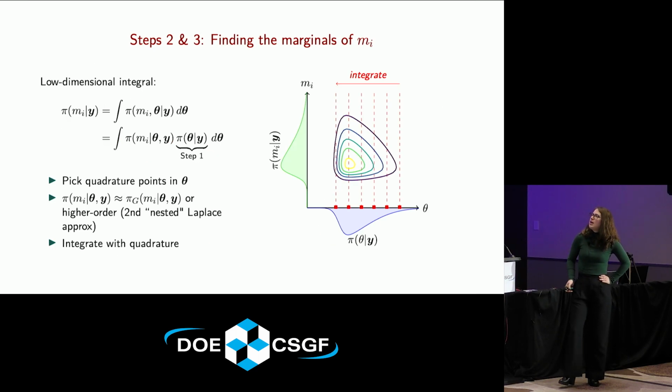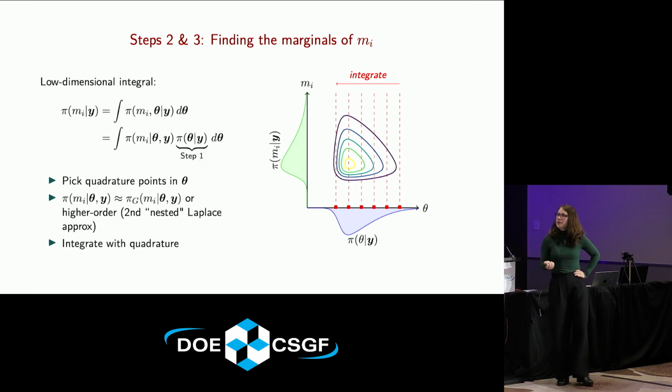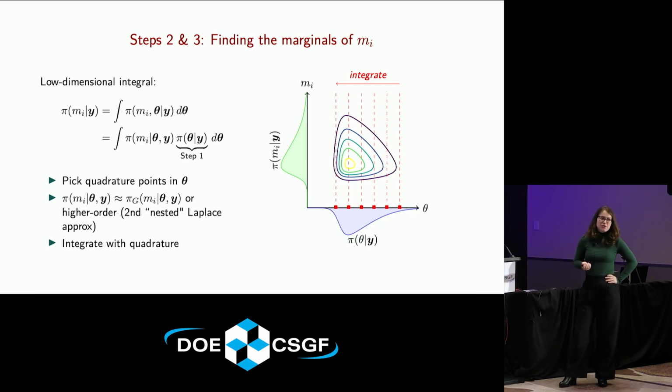So that's step 1. Step 2 and 3 together we can look at as doing this low-dimensional integral to get the distribution of m that I'm interested in. So I wrote this up in the previous slides too. This is the joint distribution of m and theta. I split it up into what I found in step 1 and now this distribution of mi, and then I'm integrating in theta. So there's two things to do here. I have to pick quadrature points in theta, and I have to approximate this mi. So first, picking quadrature points.